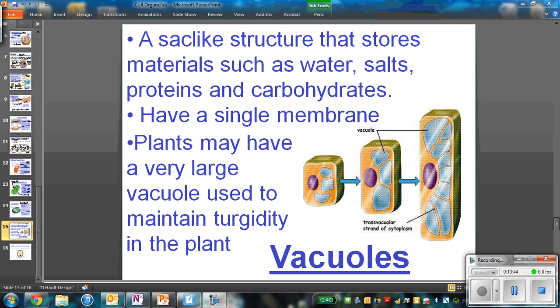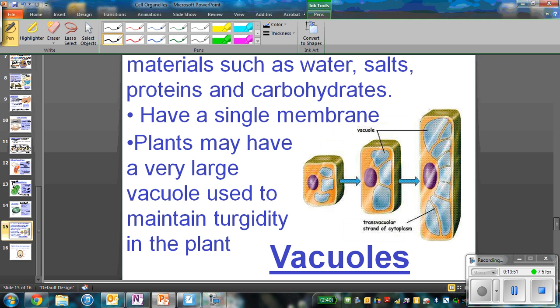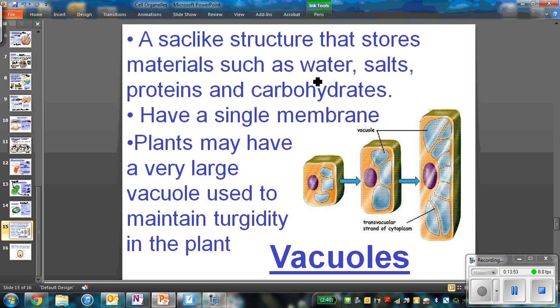All right, we've got two more to go. Next one here is a vacuole. A vacuole is a sac-like structure that stores not only water, but salts and proteins and carbs, so food and waste. They have a membrane that surrounds them, so they let water in and out as they need to store it. And plants have huge vacuoles because they need to maintain a tightness in the cell.